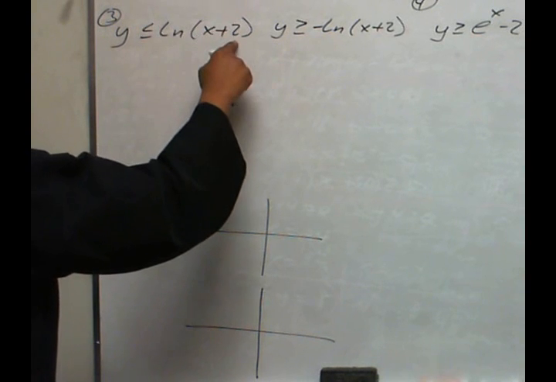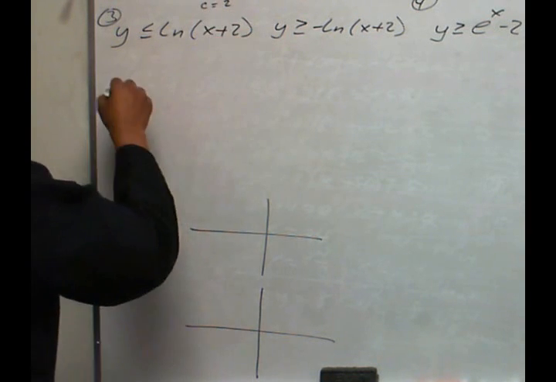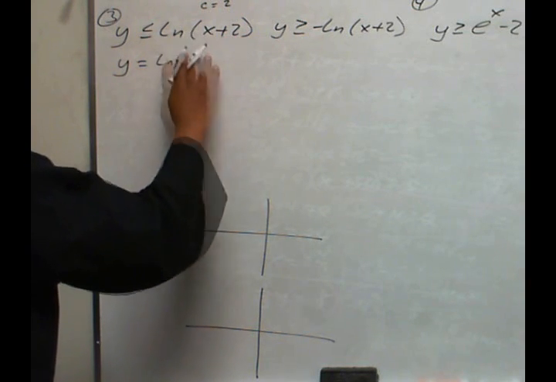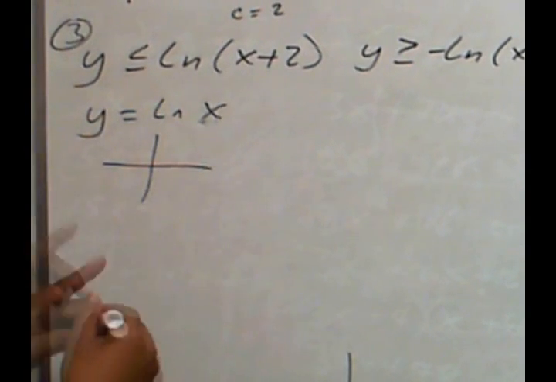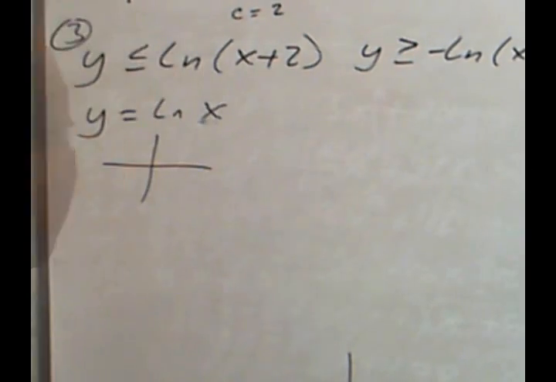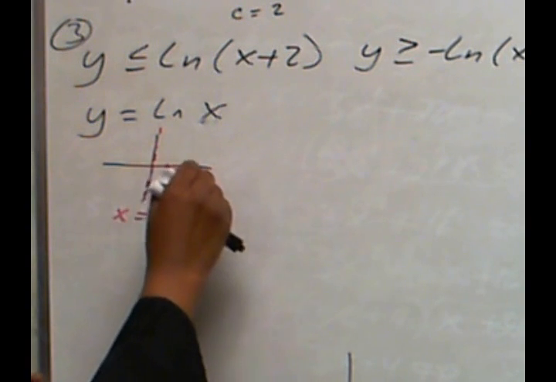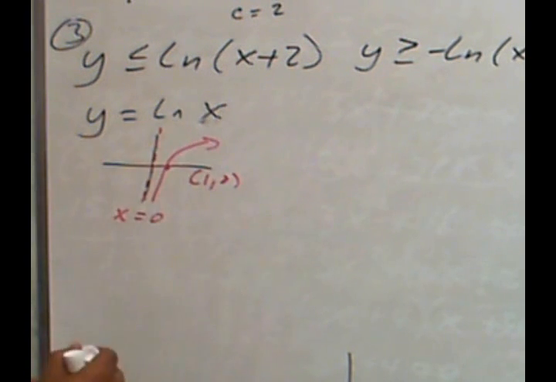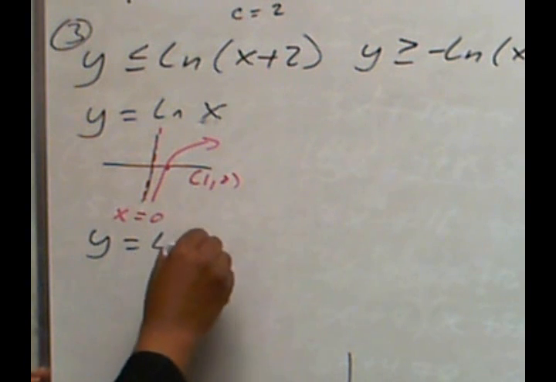Here, I have a plus 2. That means that my parameter C is 2. So I'm going to remove that. So this will be y equals natural log of x. As we recall, y equals natural log of x has a vertical asymptote of x equals 0, an x-intercept of (1, 0), and it has a rapid to slow growth.